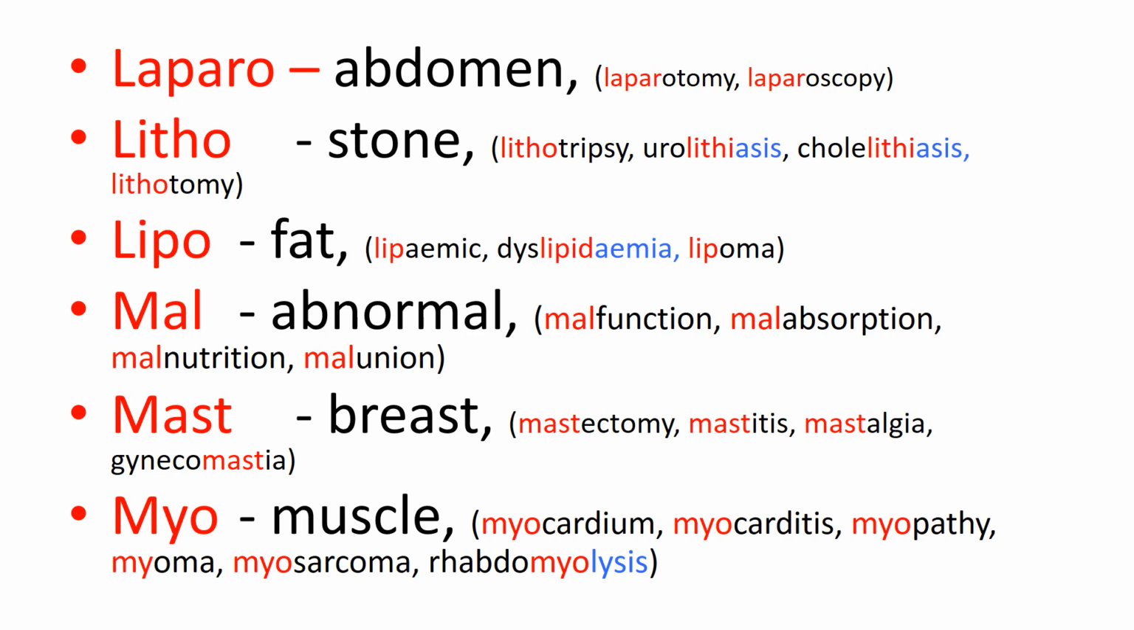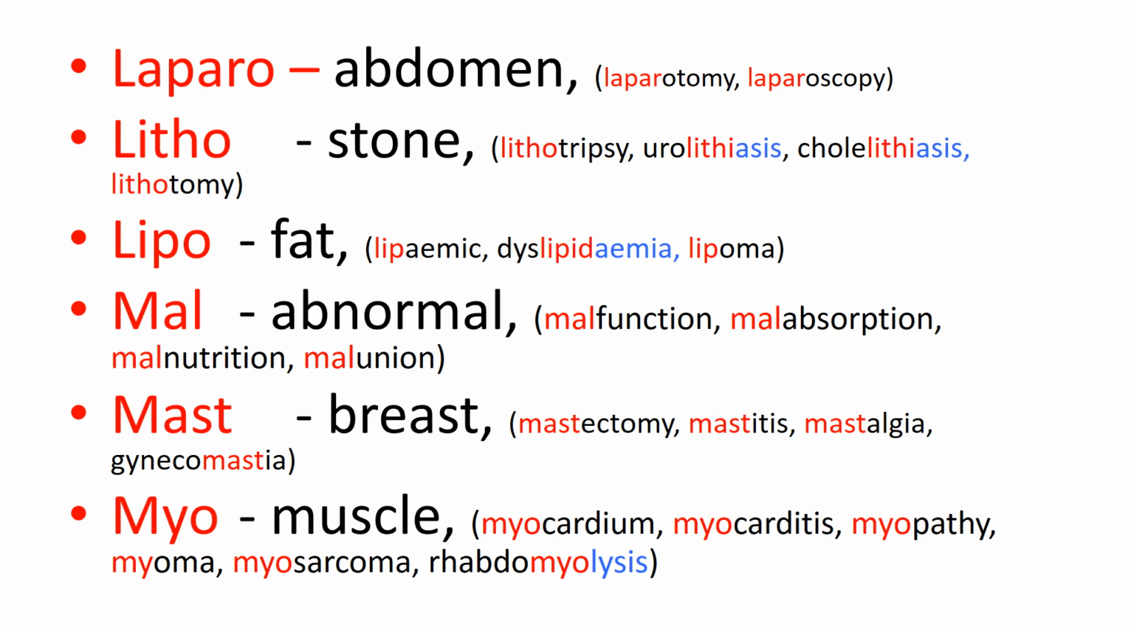Mal is another very common prefix, meaning abnormal. So malfunction means that the function is not normal. Malabsorption means that the absorption is not normal, very often referring to the absorption of nutrients from the gastrointestinal tract into the blood and lymphatic system. If there's not normal absorption, there can be malabsorption syndromes.